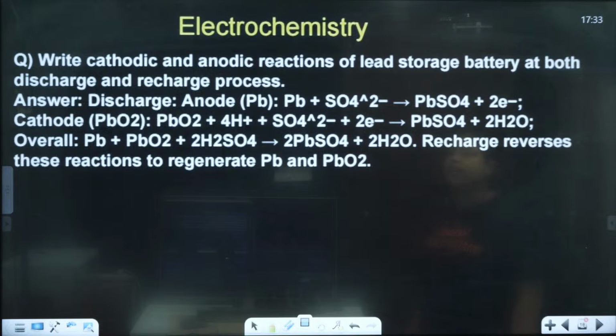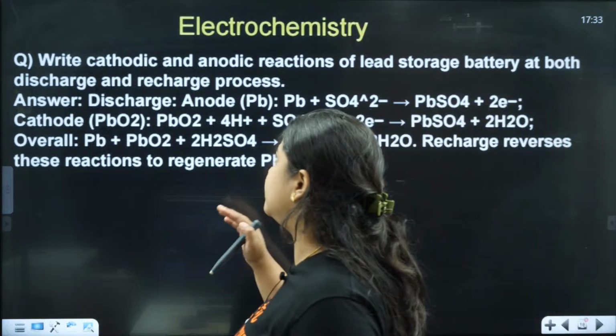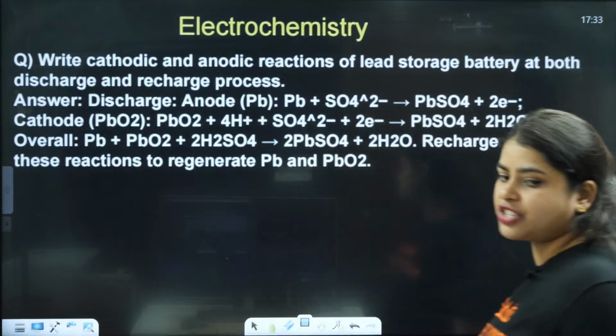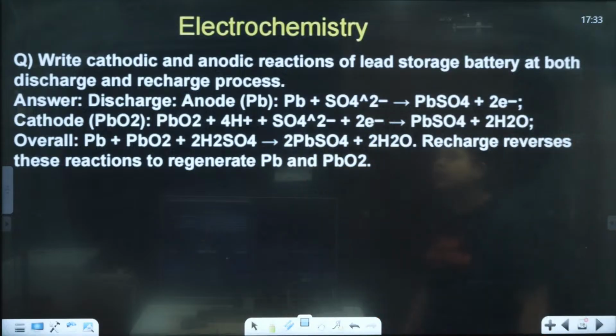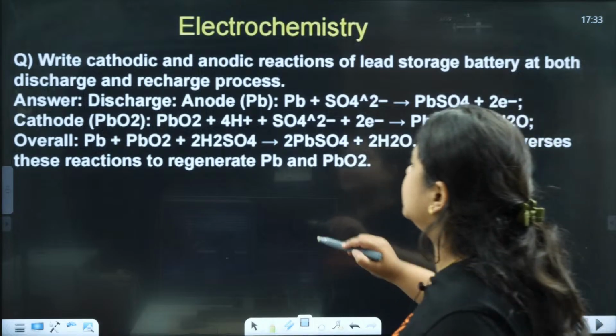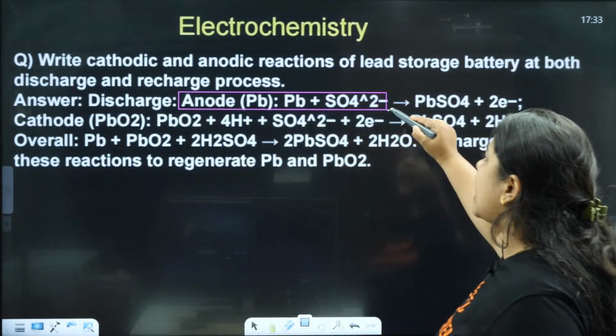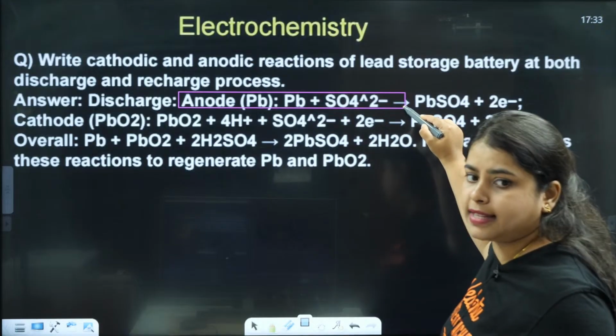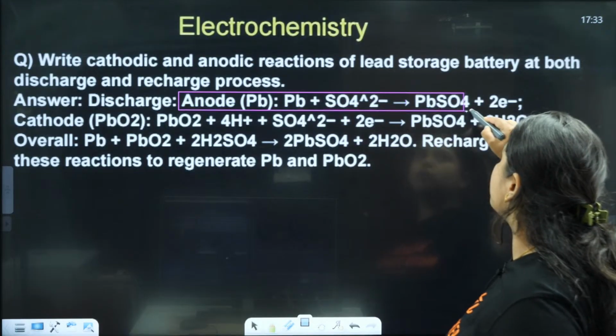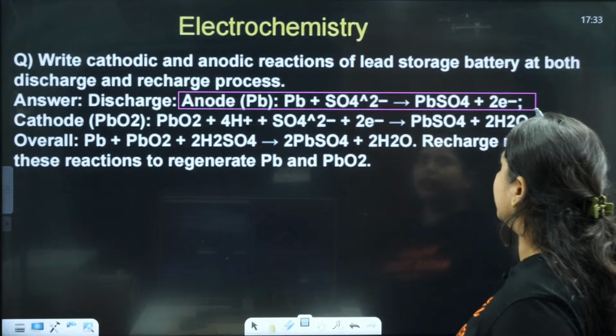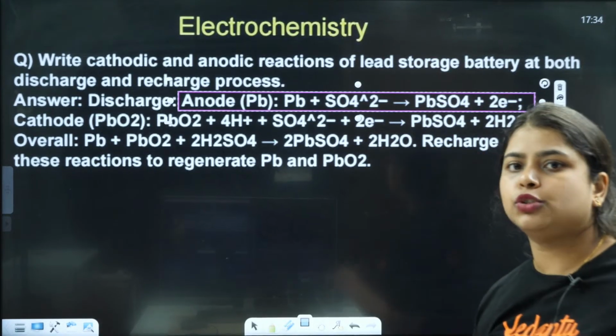Next is what? Write the cathodic and the anodic reaction of a lead storage battery at both the discharge and the recharge process. Now what happens at the discharge? At discharge, the anode which is present, that is Pb, is getting reacted with SO4 2- to form PbSO4 plus 2 electrons.